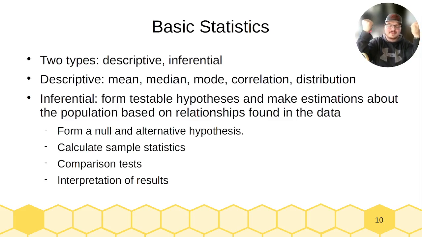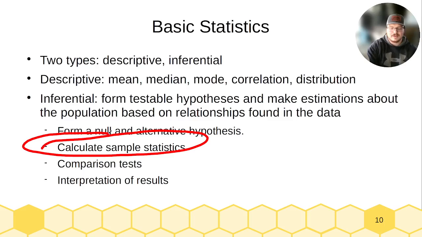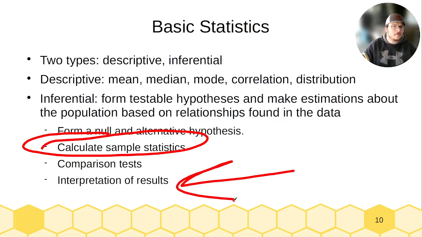So we form our hypotheses, and then we take our data and use our data to make estimates and calculate sample statistics. This is the big one that most people get stuck on. And then we use those sample statistics to make comparisons between our null hypothesis and our alternative hypothesis to determine which one is correct. And then we use that to interpret the results, make decisions, and pass on knowledge to somebody else. And that is the basics of statistics for data science.